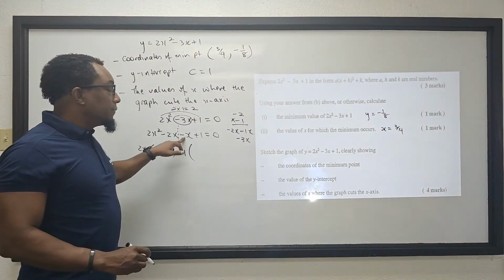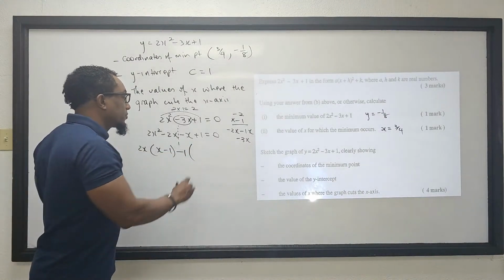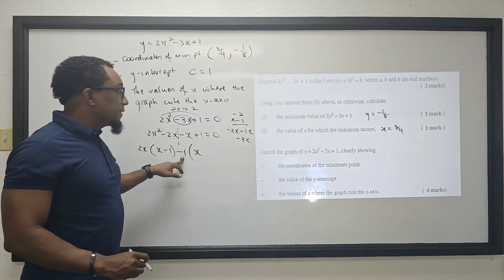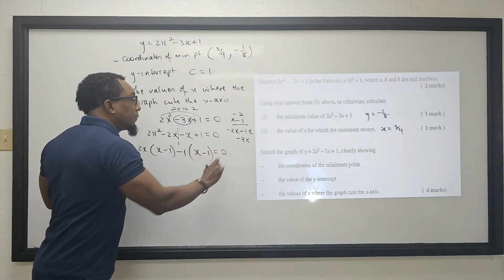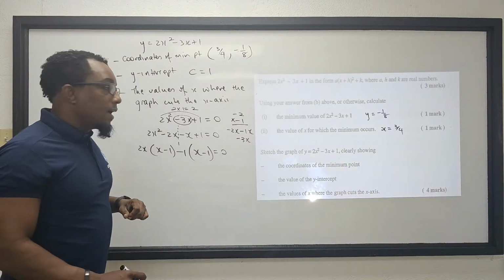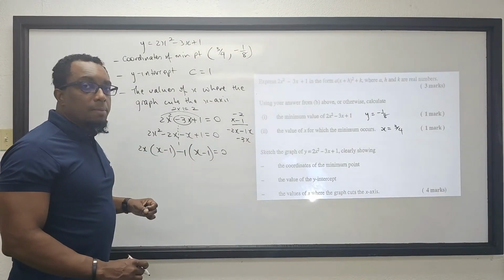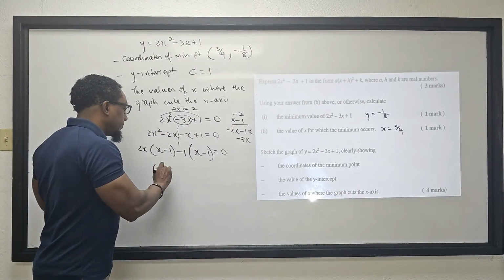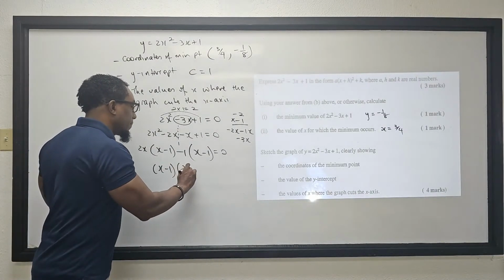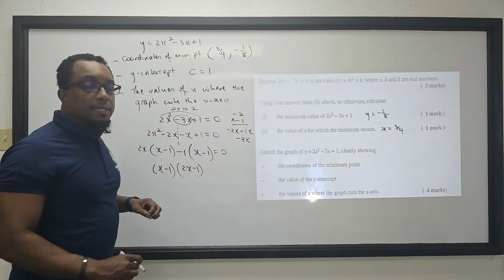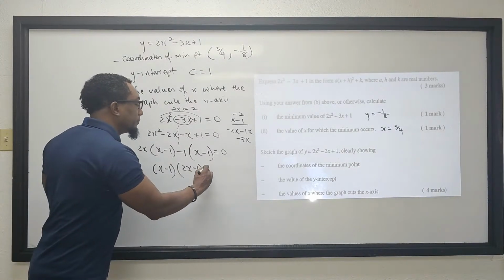So I divide negative 1 into negative x will give me x. And negative 1 into positive 1 will give me negative 1 is equal to 0. Of course, x subtract 1 is common to both terms. I can take out x subtract 1 as my common factor, and 2x minus 1 will be placed in the other bracket is equal to 0.